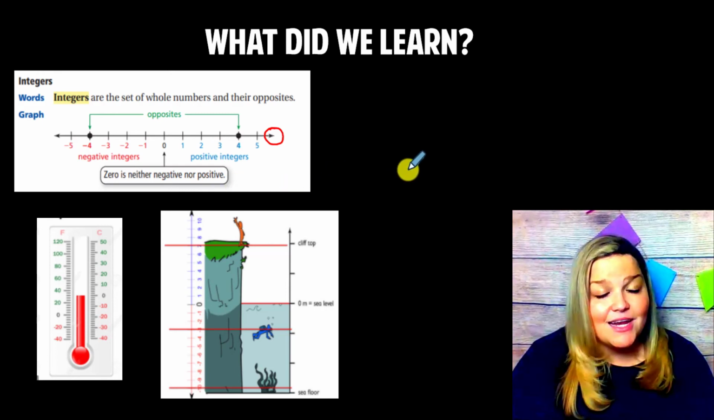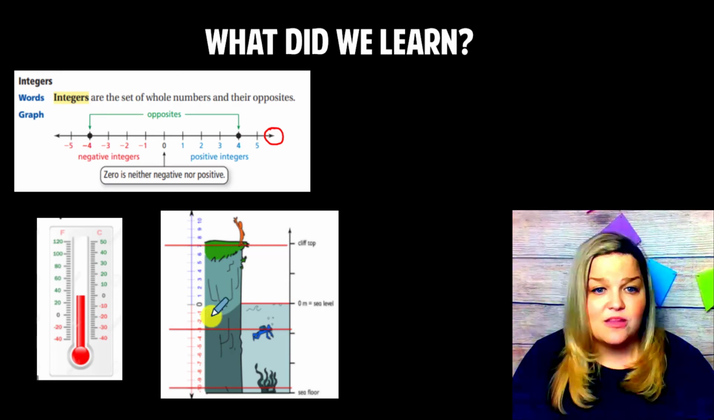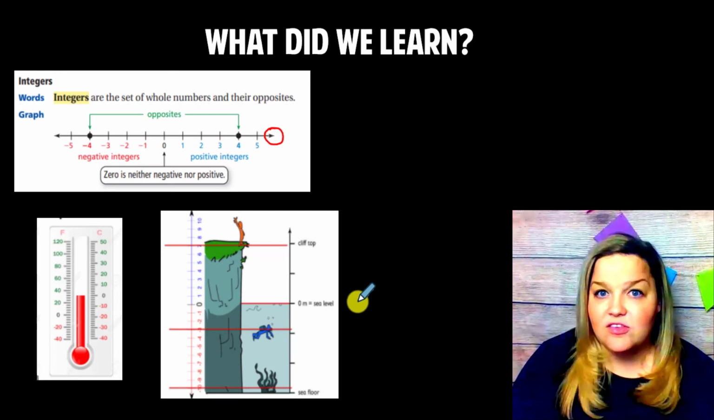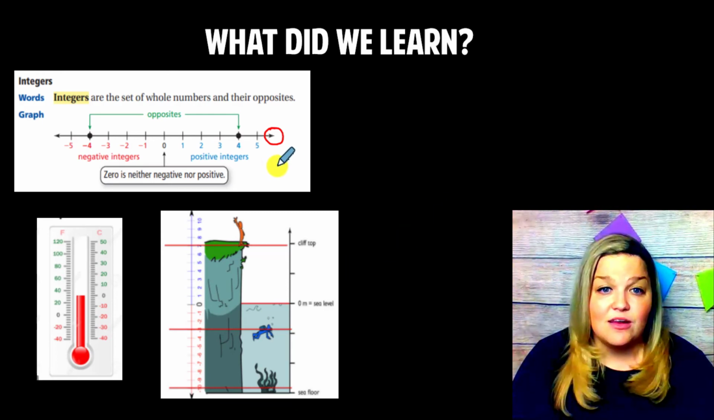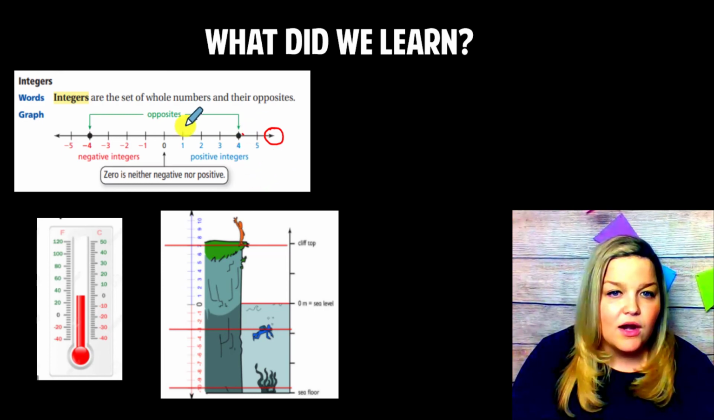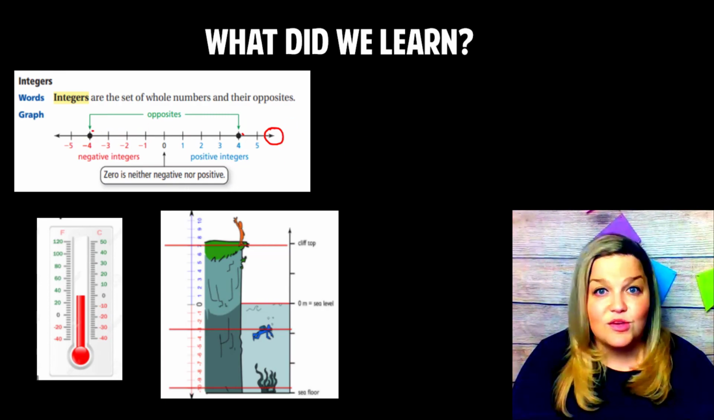How can integers be used? Well, we can use integers to describe real-life situations like temperature or elevation or gains or losses with money. And what else can we do? We can graph integers on the number line. So as we go back and look right here, we can see that we have 4 and its opposite 4 over there, and they are definitely the same distance away from 0.